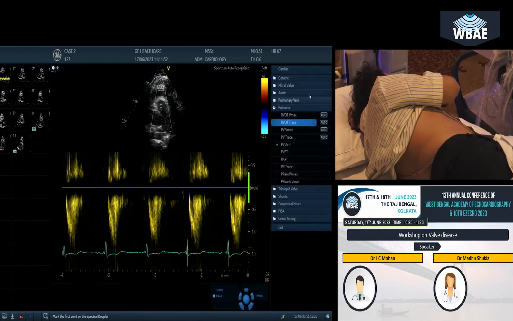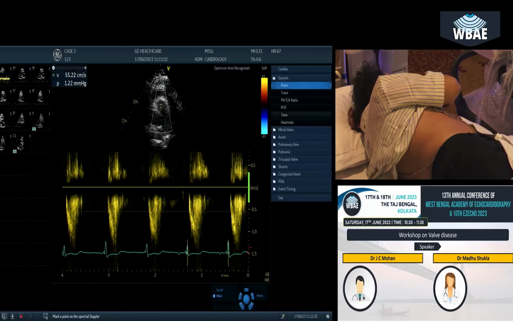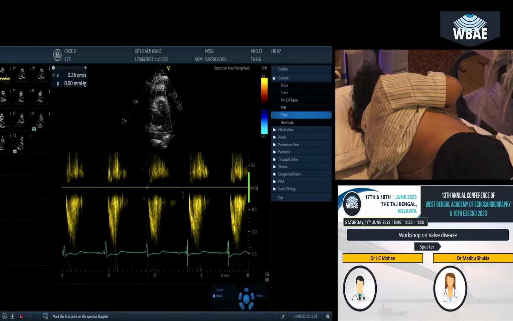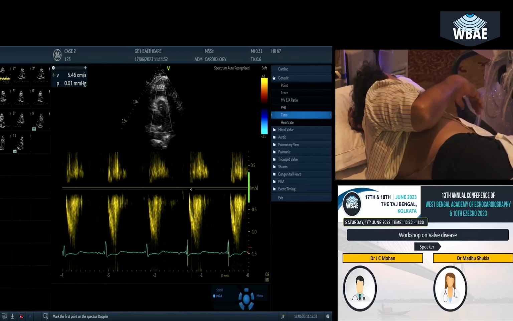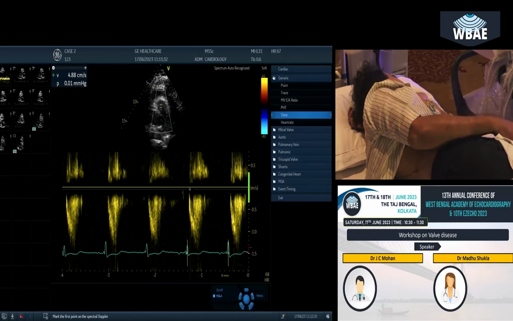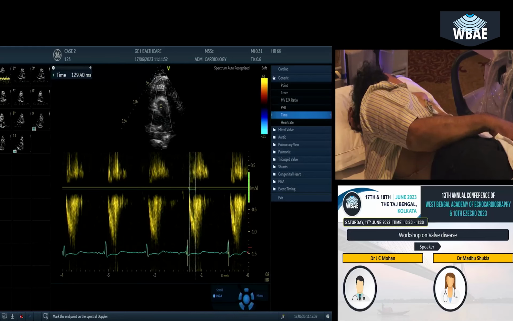I am not very sure. This would be better. You could. From where are you measuring? I will measure from here. Yeah, from here. Okay. Here. Okay. It comes almost normal. You want to say that the pulmonary ejection time is normal? All right, we'll come back to this point.